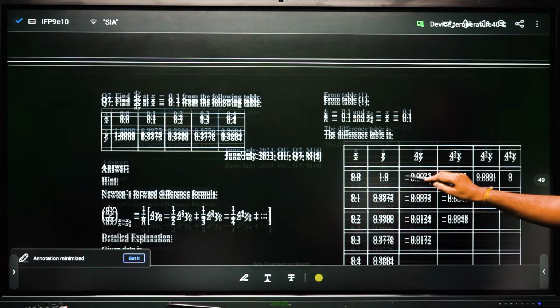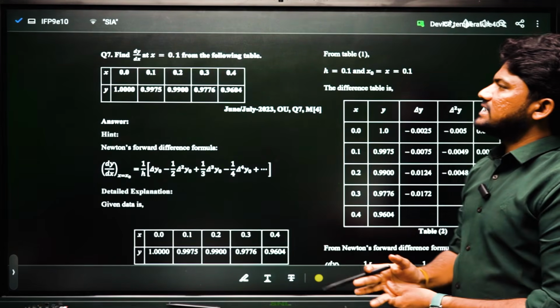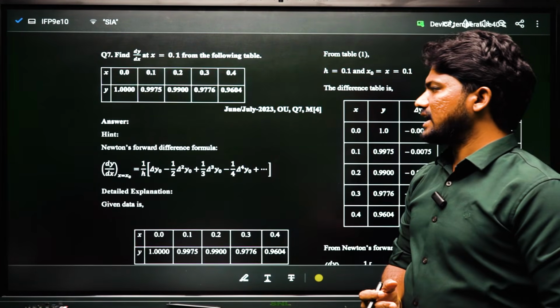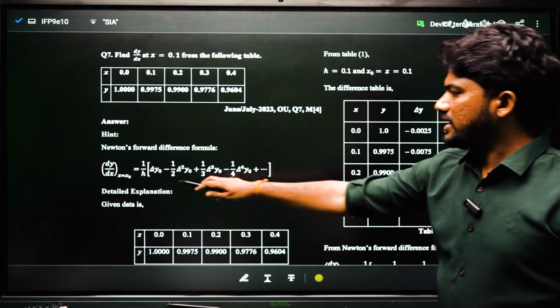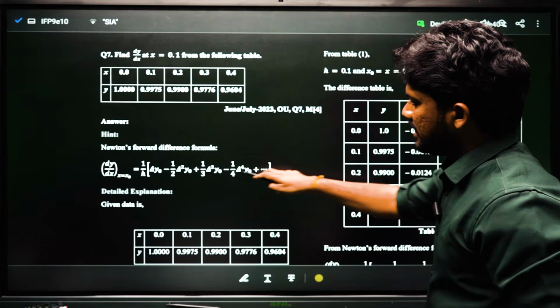Clear? Okay, so next seventh one, find the dy by dx at x equal to 0.1 for the following table. dy by dx they are asking, so Newton forward difference table. Okay, so this is the table. dy by dx from the Newton forward difference table. This is the dy by dx formula.